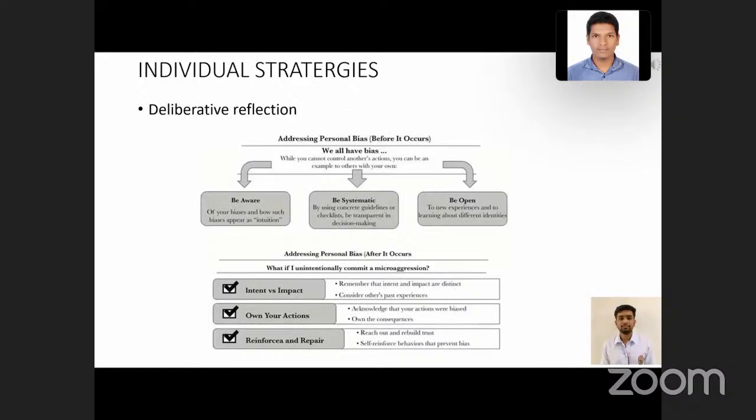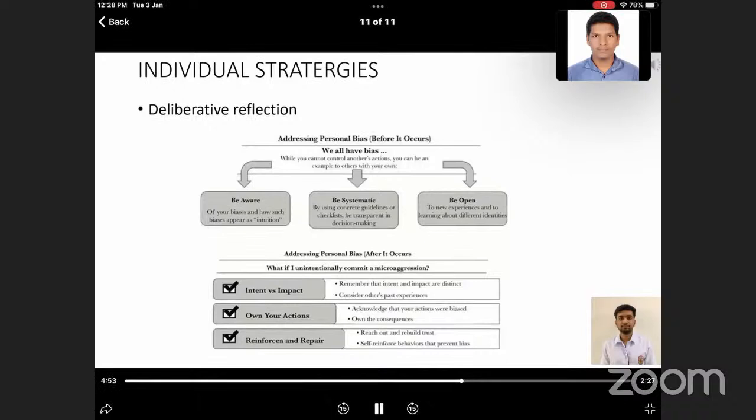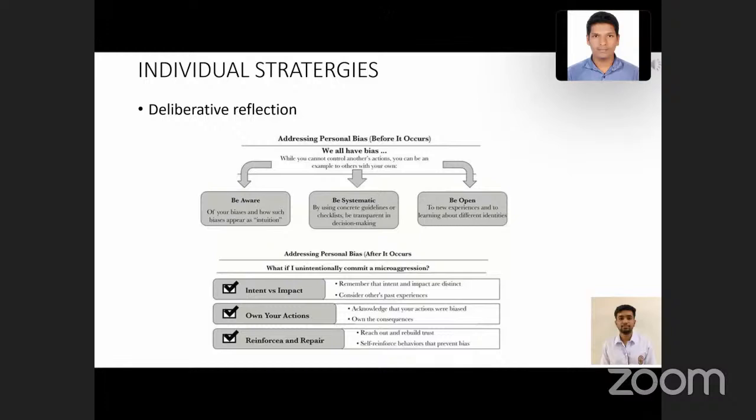Individual strategies. Before encounters that are likely to be affected by bias, such as trainee evaluations, letters of recommendation, feedback, interviews, community discussions, and patient encounters, deliberative reflection can help an individual recognize their own bias. It is also a good time to consider the perspective of the individual whom they will be evaluating or interacting with and the potential impact of their bias on that individual.